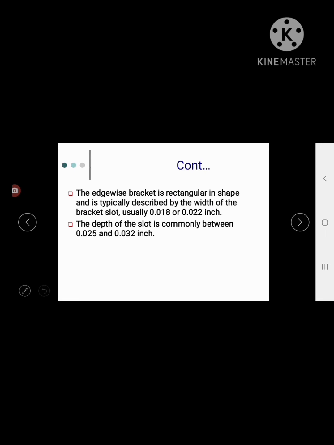The edgewise bracket is rectangular in shape and is typically described by the width of the bracket slot, usually this amount. The depth of the slot is commonly between this amount and this amount.